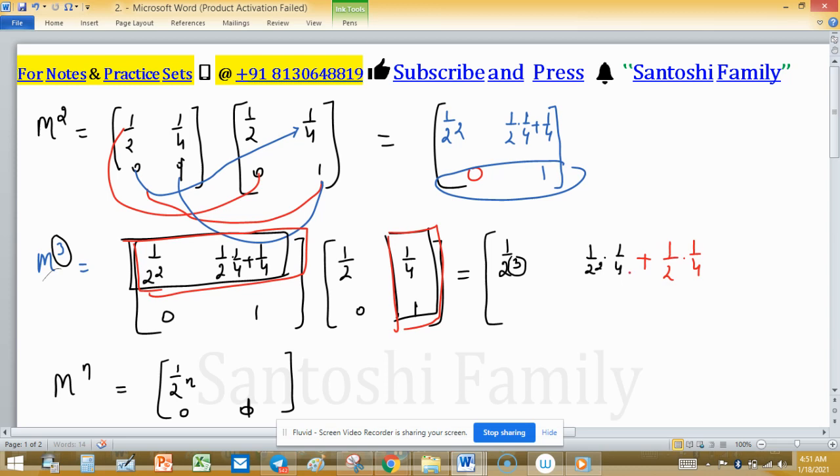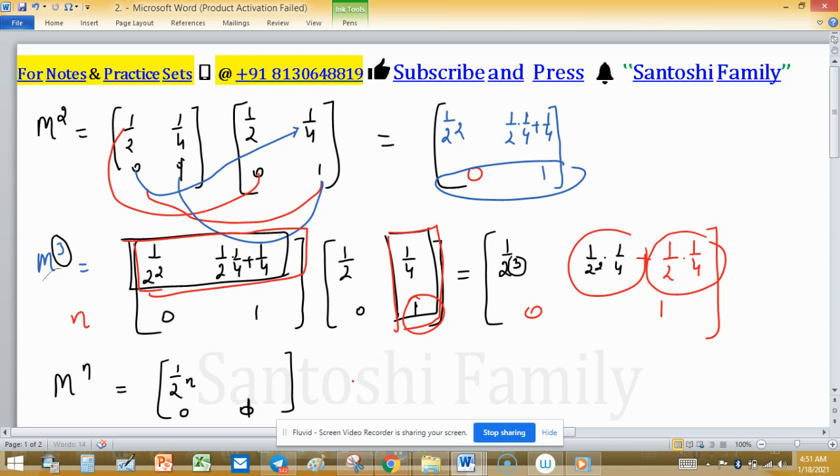This is my entry, and 0 here and 1 here. It means 1 upon 2 raised to the power 2 into 1 upon 4. Because if 3 here, then we get 2. So when n will be here, then we will get 2 raised to the power n minus 1. And this term is same because of 1 here. So the entry of the previous element will come here.